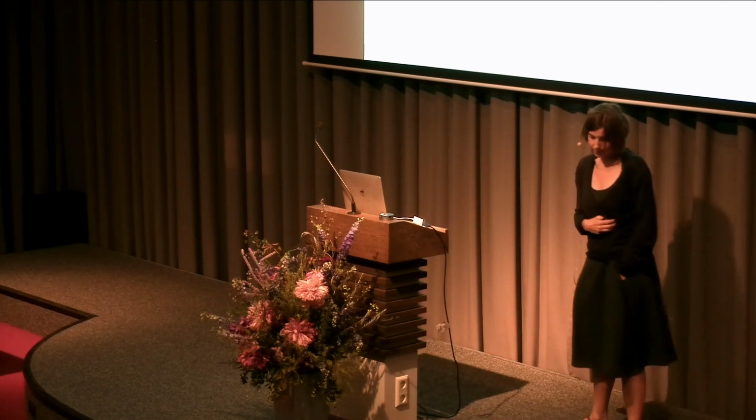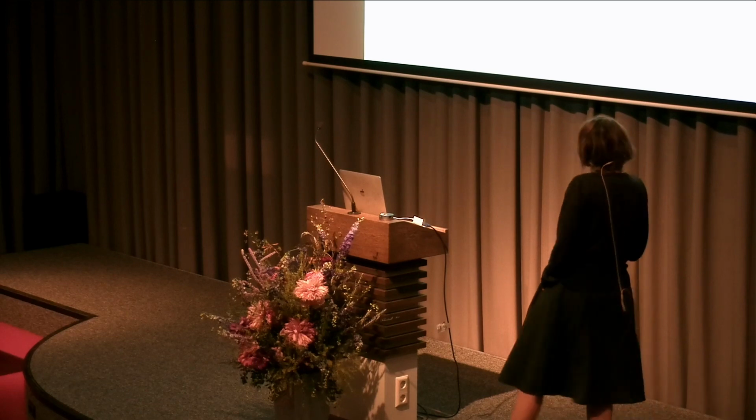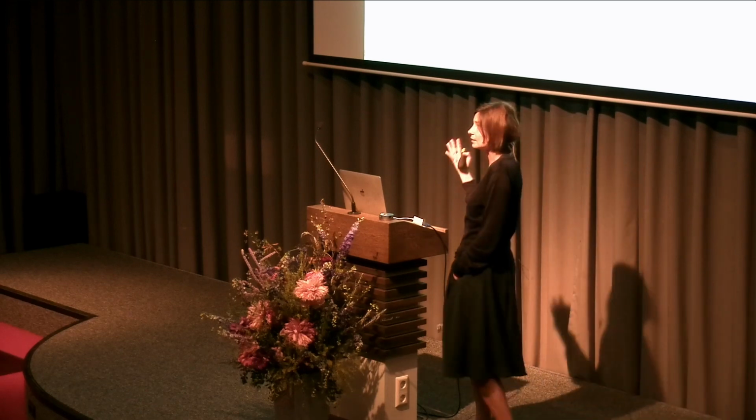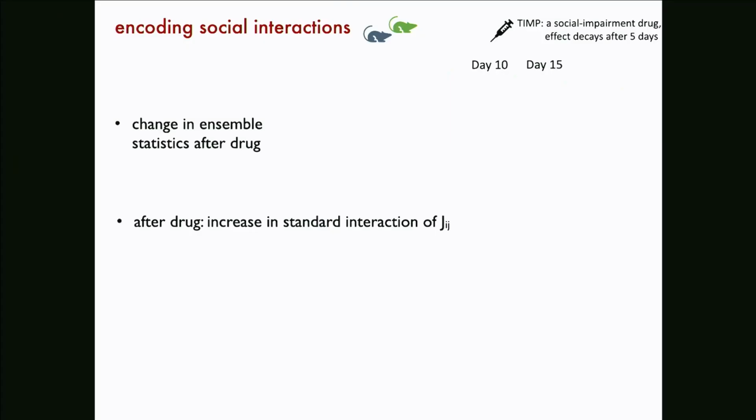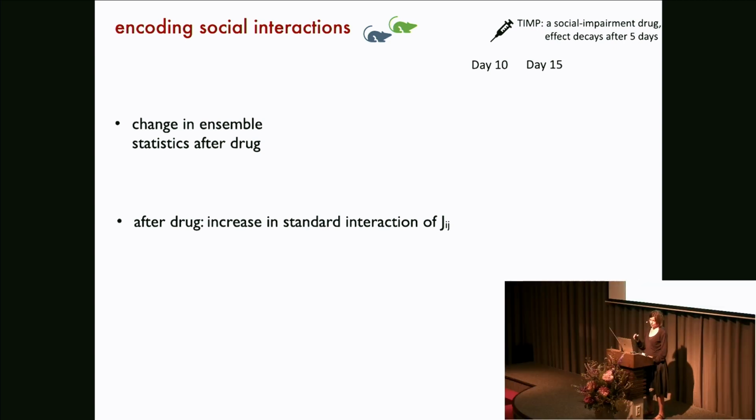And then maybe back to our psychologists and neuroscientist friends, why do they care about this? Why did they build this ecological system? So one thing they did is they want to understand how social interactions between mice can be altered in various situations. And what they did is they administered a drug that makes the mice socially impaired. But the drug lasts for about 5 days, and within these 5 days, it then goes away.